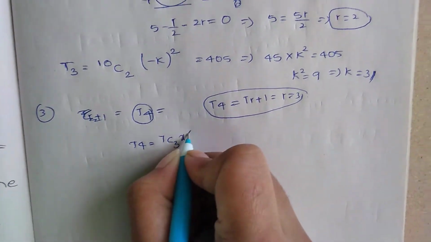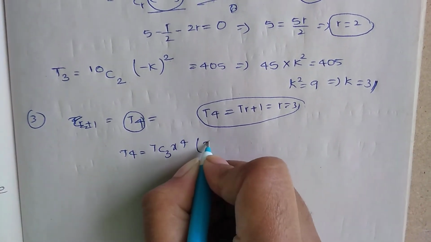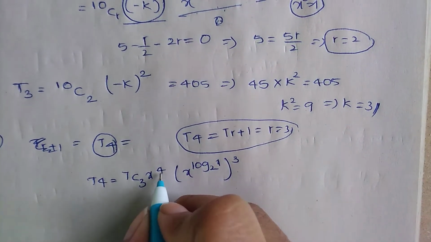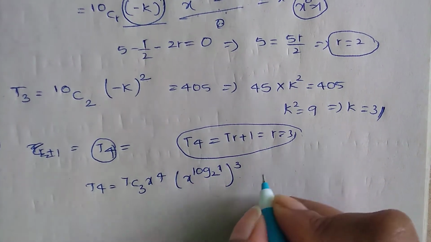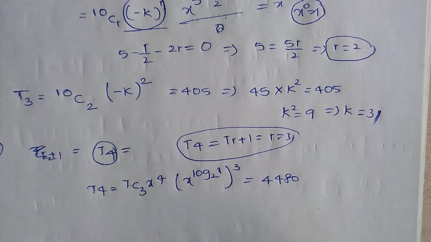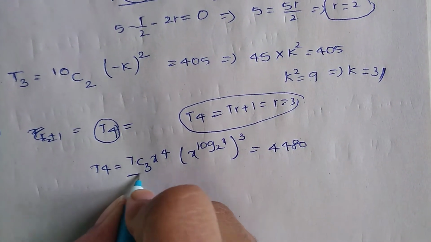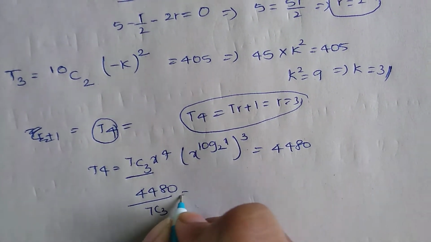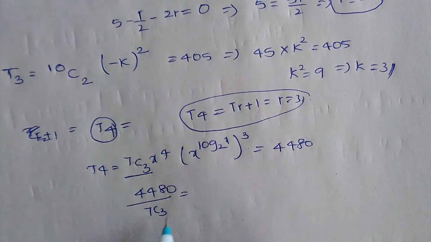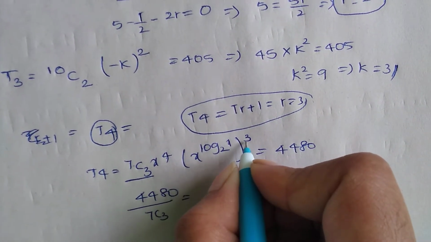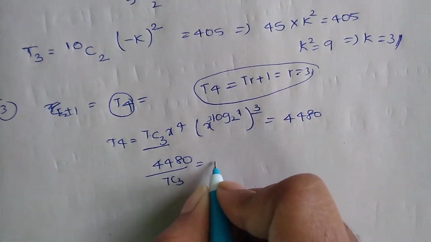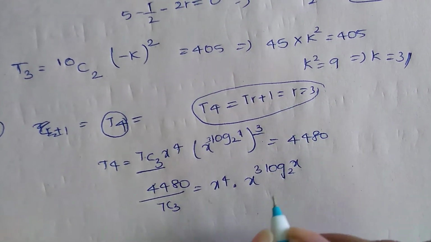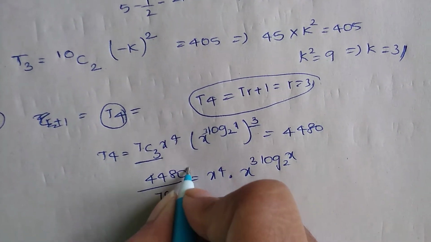T4 is 7C3 x power 4 into (x power log base 2 x) whole cube. Yes or no? 4 plus 3 should be 7 again. This is correct. And this will be equal to 4480, as mentioned in the question. What is the 7C3 value? I am equating this. As per the log property, 3 comes here. So what do you get? x power 4 into x power 3 log base 2 x. Yes, this will be 128.